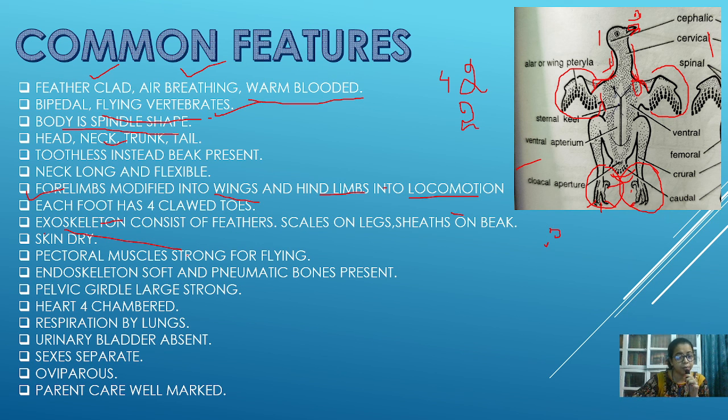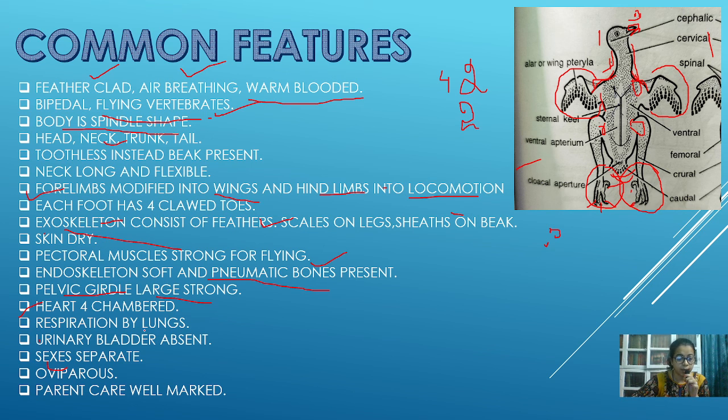This is an interesting feature regarding birds. This is to be noted down. Next, the pelvic girdle is large and strong. The pelvic girdle holds the thigh bones, which are strong because they are responsible for walking, bipedal locomotion. And there is a complete 4-chambered heart. In reptilia, the crocodiles had a 4-chambered heart, but in birds, a complete 4-chambered heart will be present.